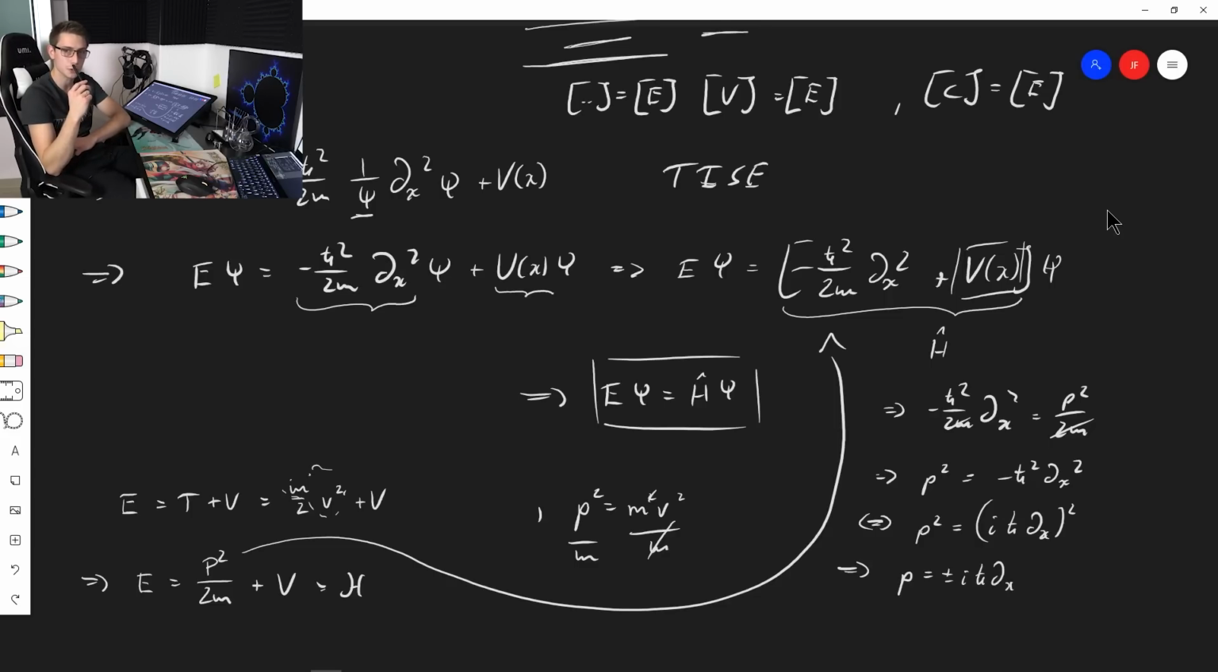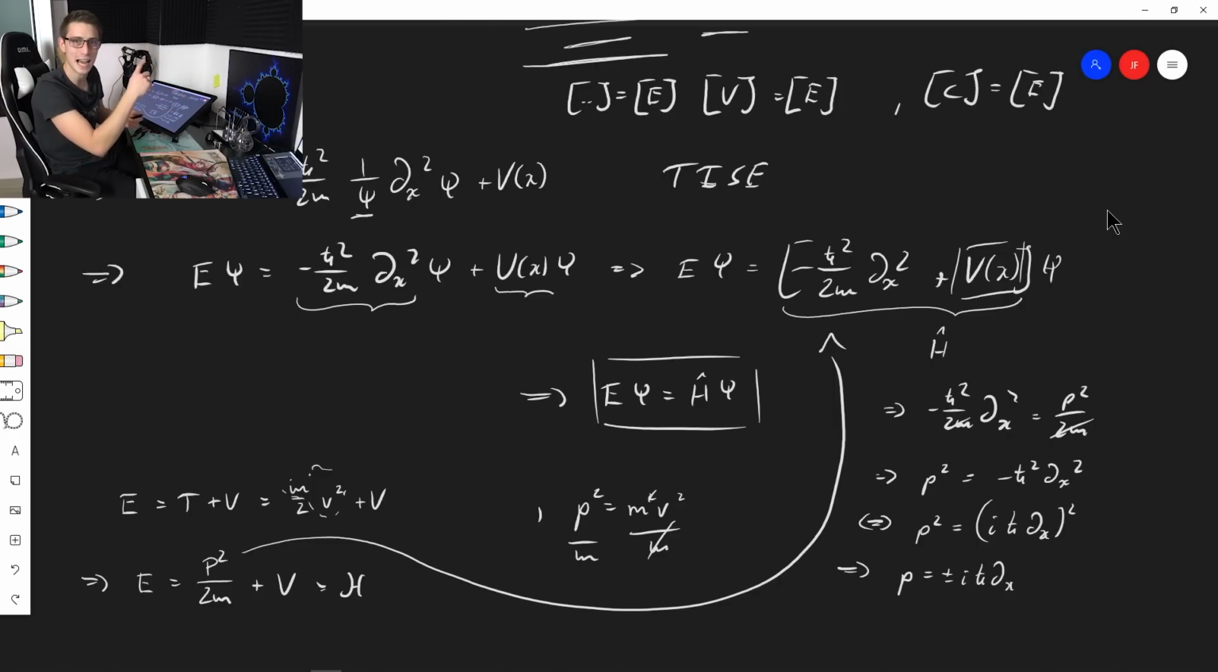Which one should we choose to be our momentum operator? I wouldn't call it really a convention. We are going to choose the negative branch. It has more to do with the relativistic side of physics.